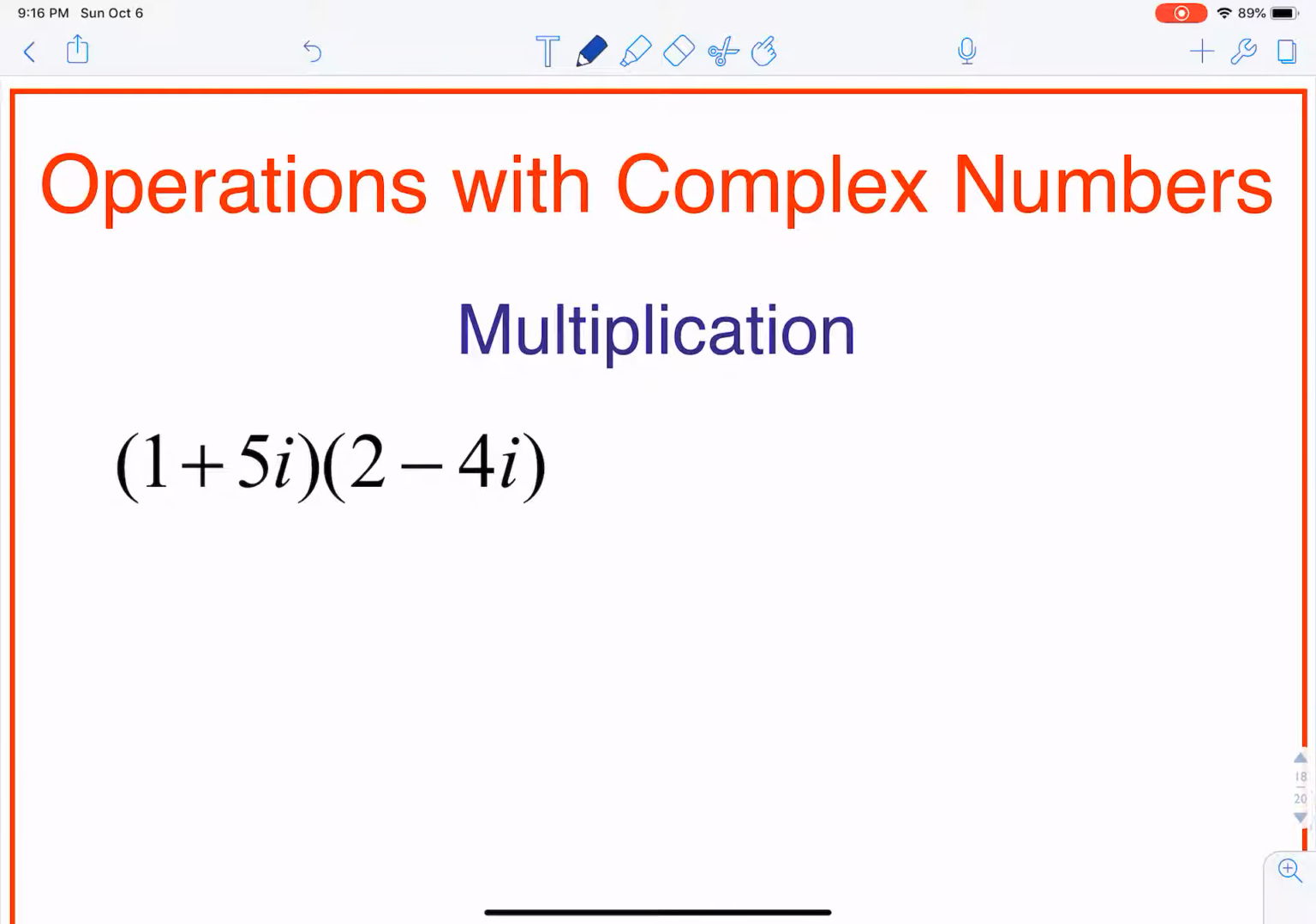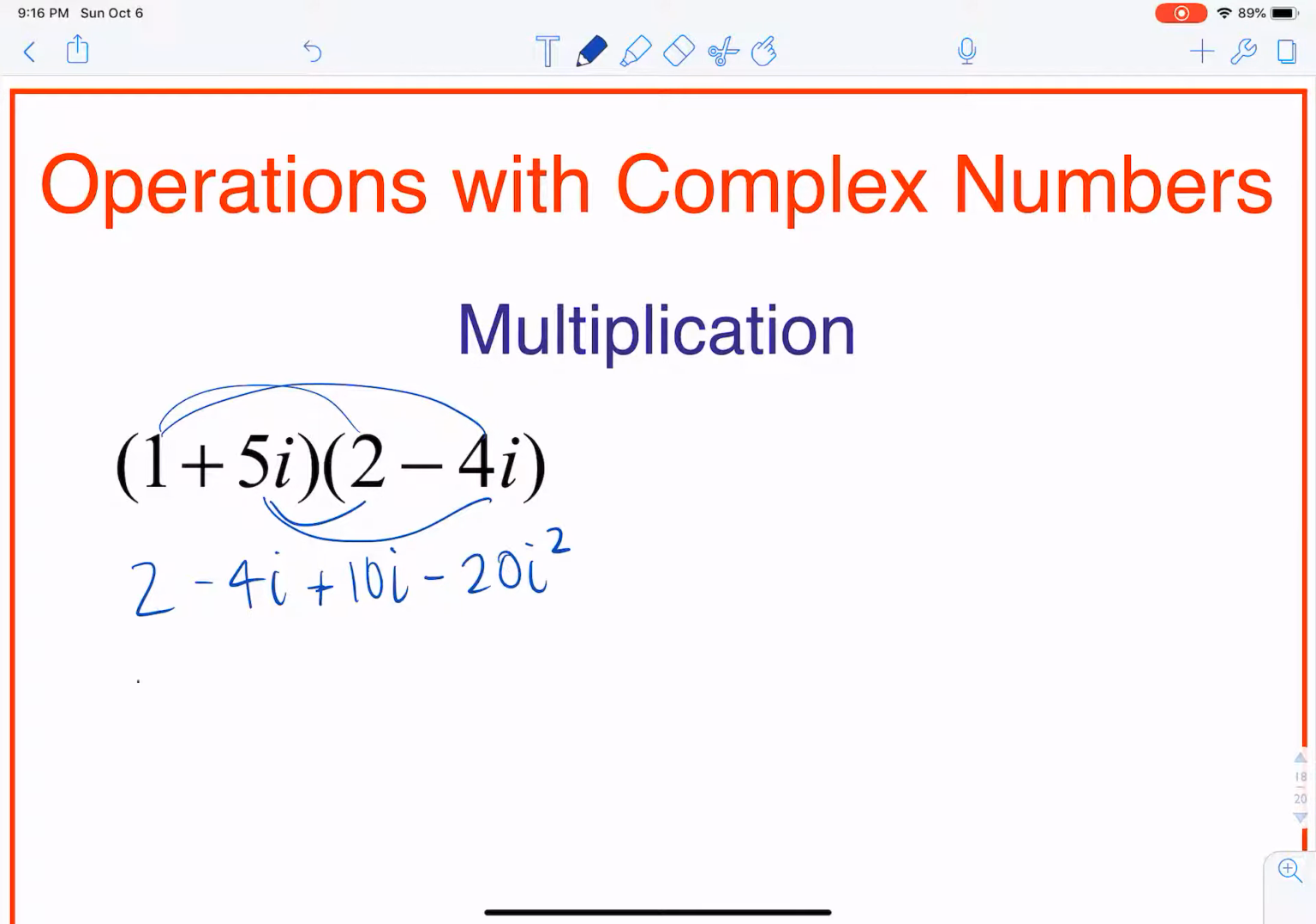So then we can also go ahead and distribute or FOIL, if that's what you like to call it. So 1 times 2 is 2, minus 4i plus 10i. And here I'll get minus 20i squared. So negative 4i plus 10i is going to give me plus 6i. This is going to be minus 20, and that i squared turns into negative 1. So 2 plus 6i, this turns into plus 20.